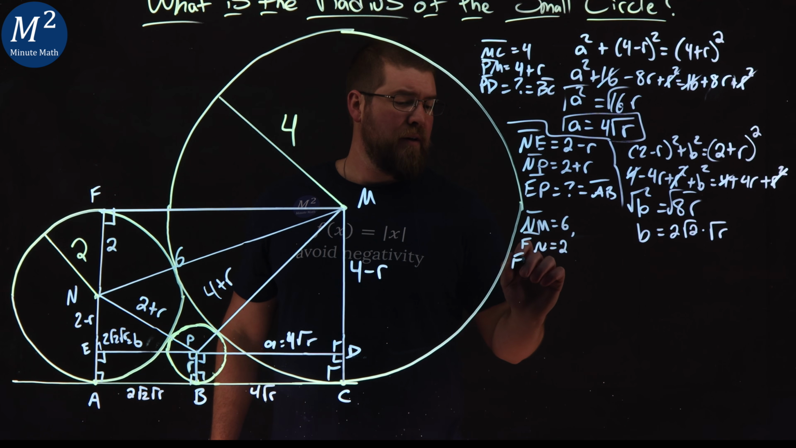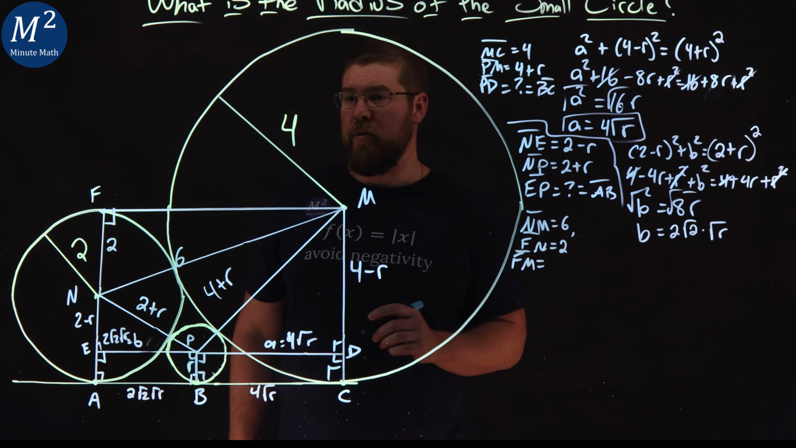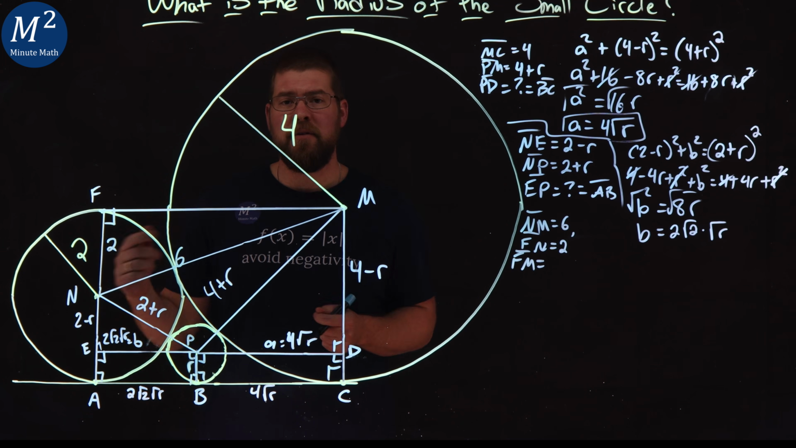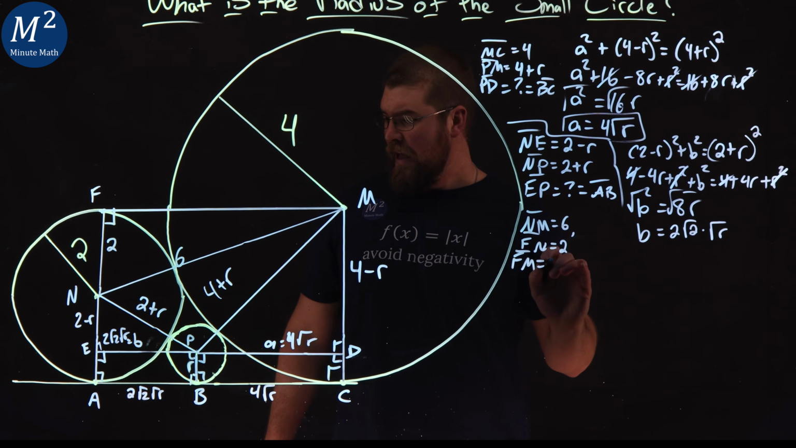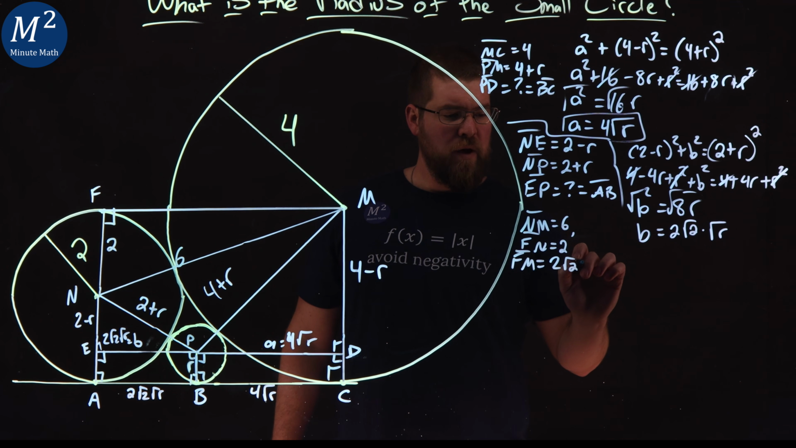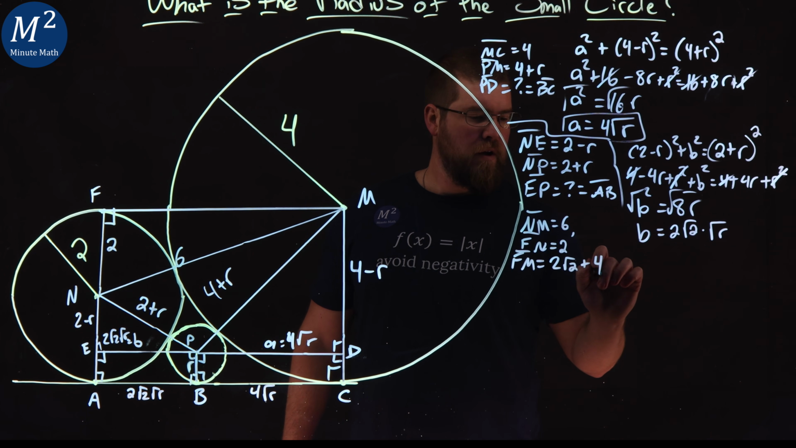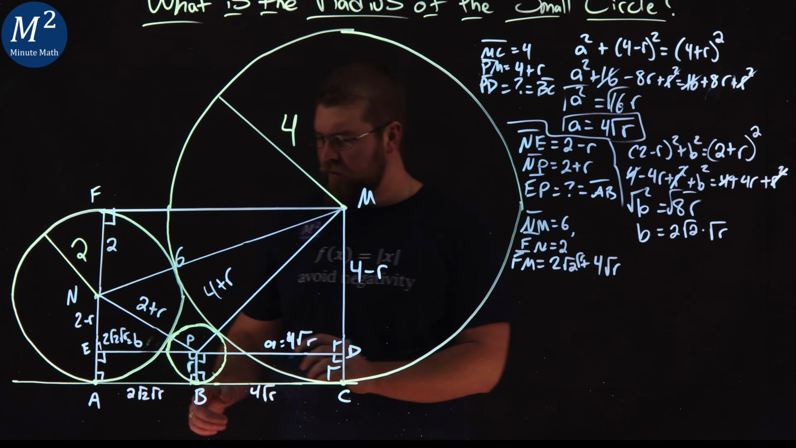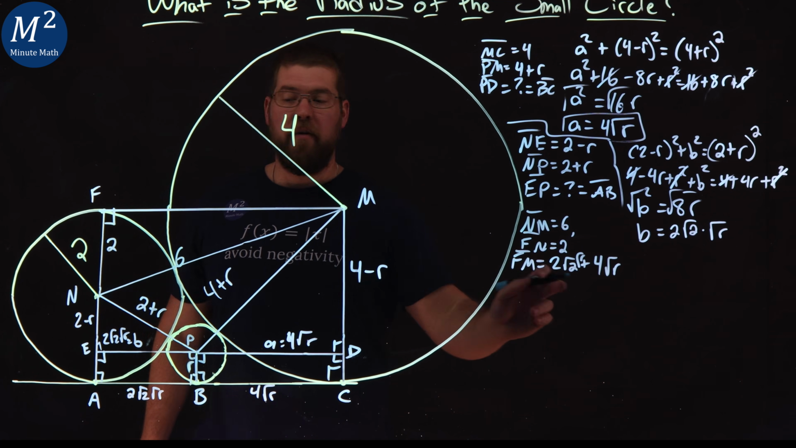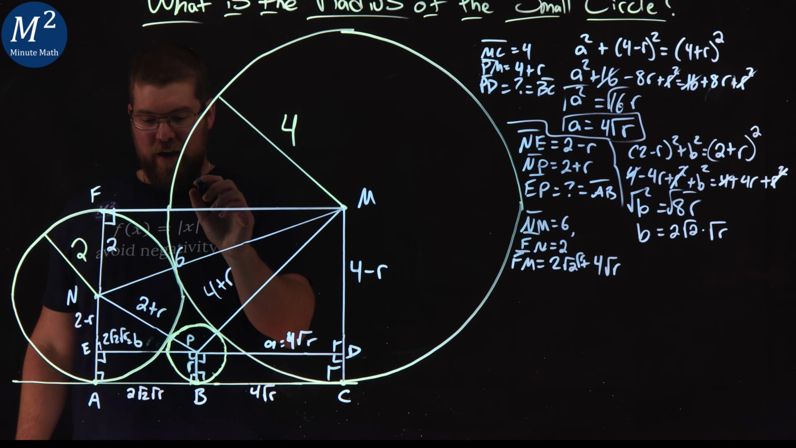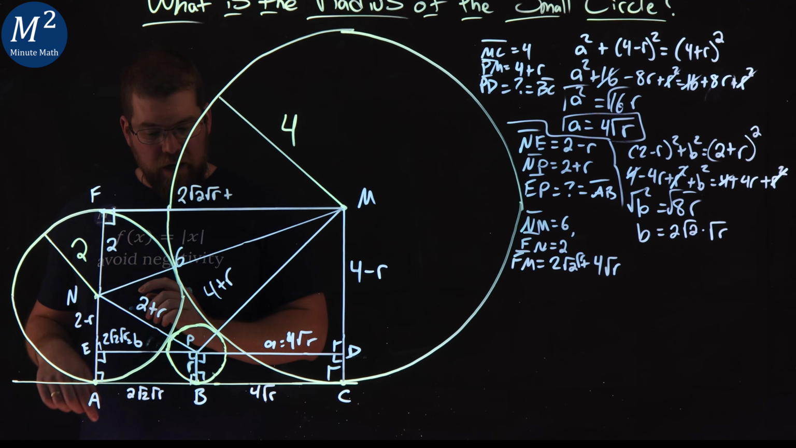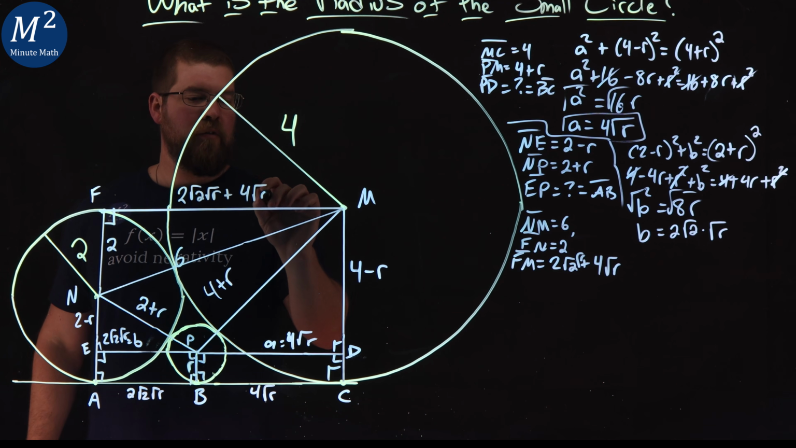What about FM? What is that equal to? Well, that's equal to the sum of AB plus BC, and we got that in terms of R. Let's look at this. That's gonna be a 2 square root 2 plus a 4 square root R. Oh, square root of R. Oh, did I forget that? No, it's down here. All right, there's an R there. So length of FM is a 2 square root of R plus a good old 4 square root of R.